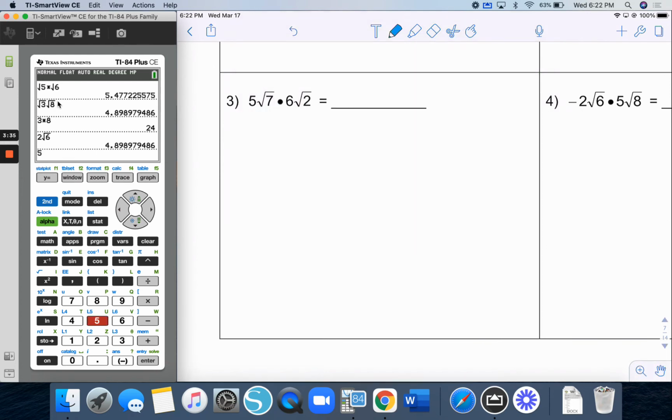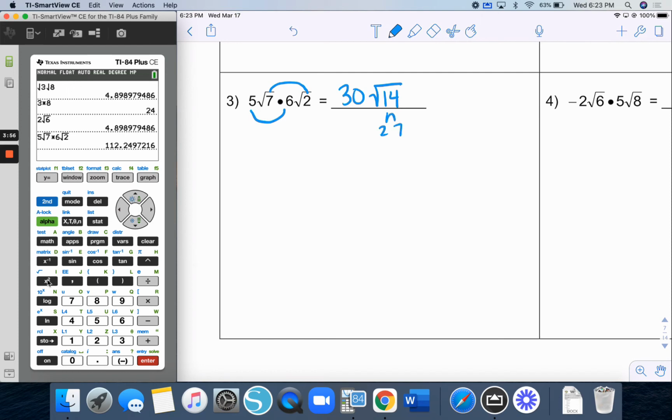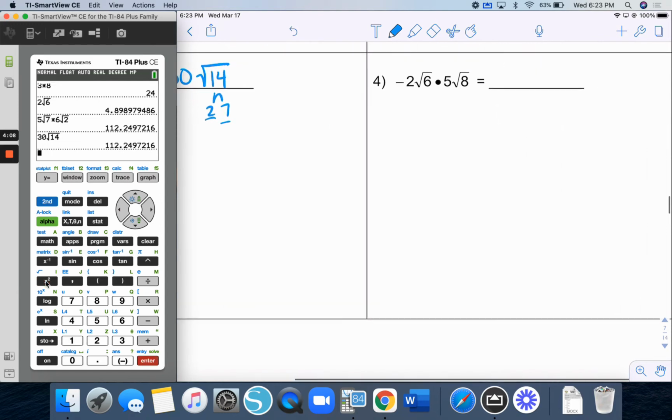Number 3, we have 5 square roots of 7 times 6 square roots of 2. It does not work nicely, so we multiply the outsides with the outsides. So 5 times 6 is 30, and then insides with insides, 7 times 2 is 14. 14 breaks up into 2 and 7, and both of those I cannot break down any further. So if I just double check my answer, 30 square roots of 14 is the same decimal.